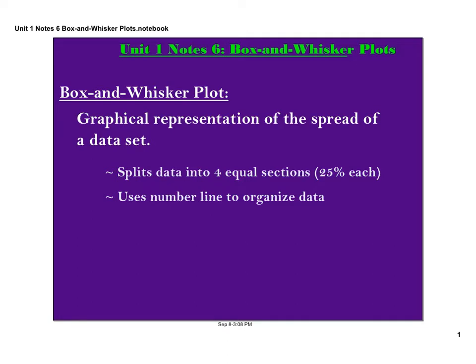Today we're doing Unit 1, Note 6, which is box and whisker plots. We're going to talk about how to make a box and whisker plot, how to read a box and whisker plot, and all things box and whisker plots today.